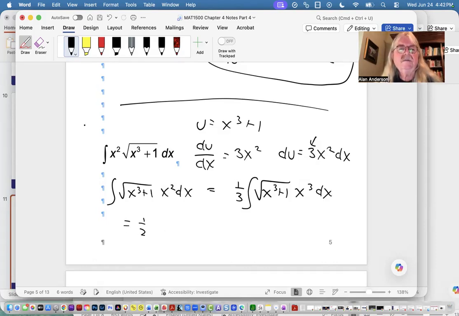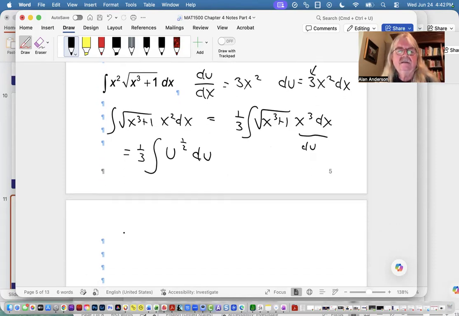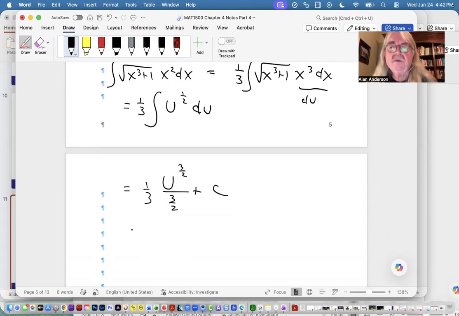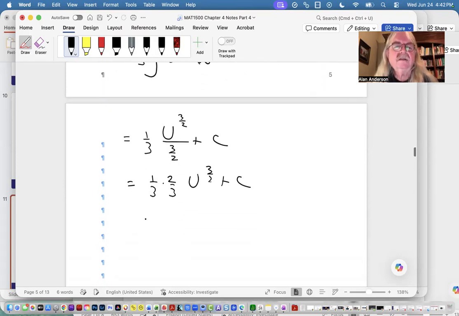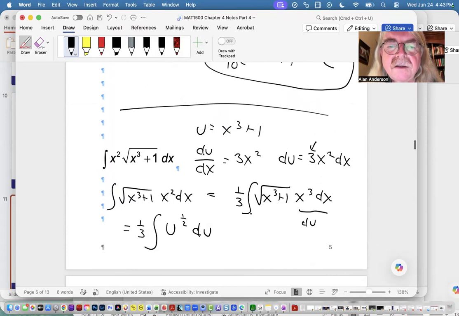So we've got 1/3. Remember, this is du. Great. And of course, you notice I wrote the square root as 1/2. Now, dividing by 3/2 is the same thing as multiplying by the inverse, which is 2/3. So I've got 2/9 u to the 3/2 plus c. And of course, u is x cubed plus 1.